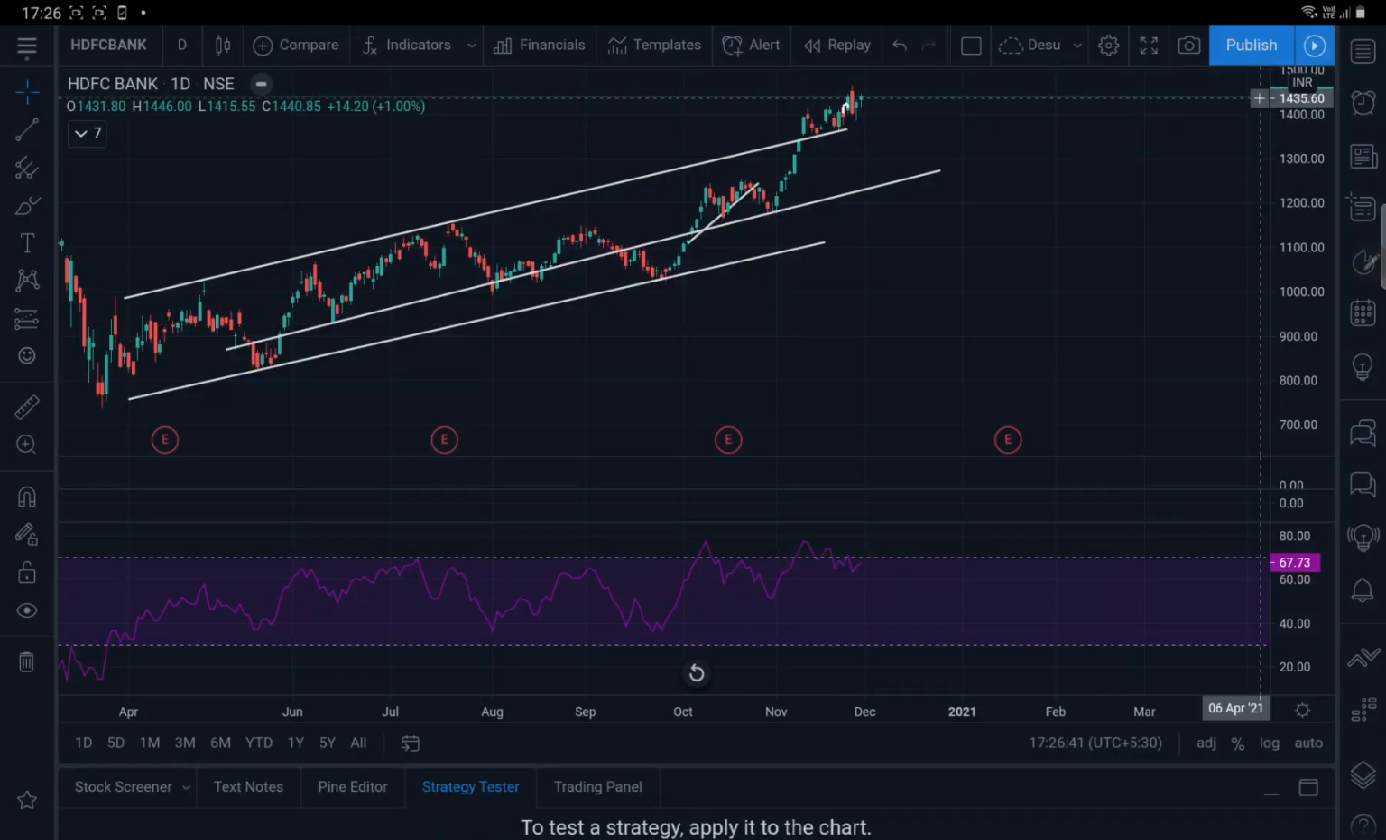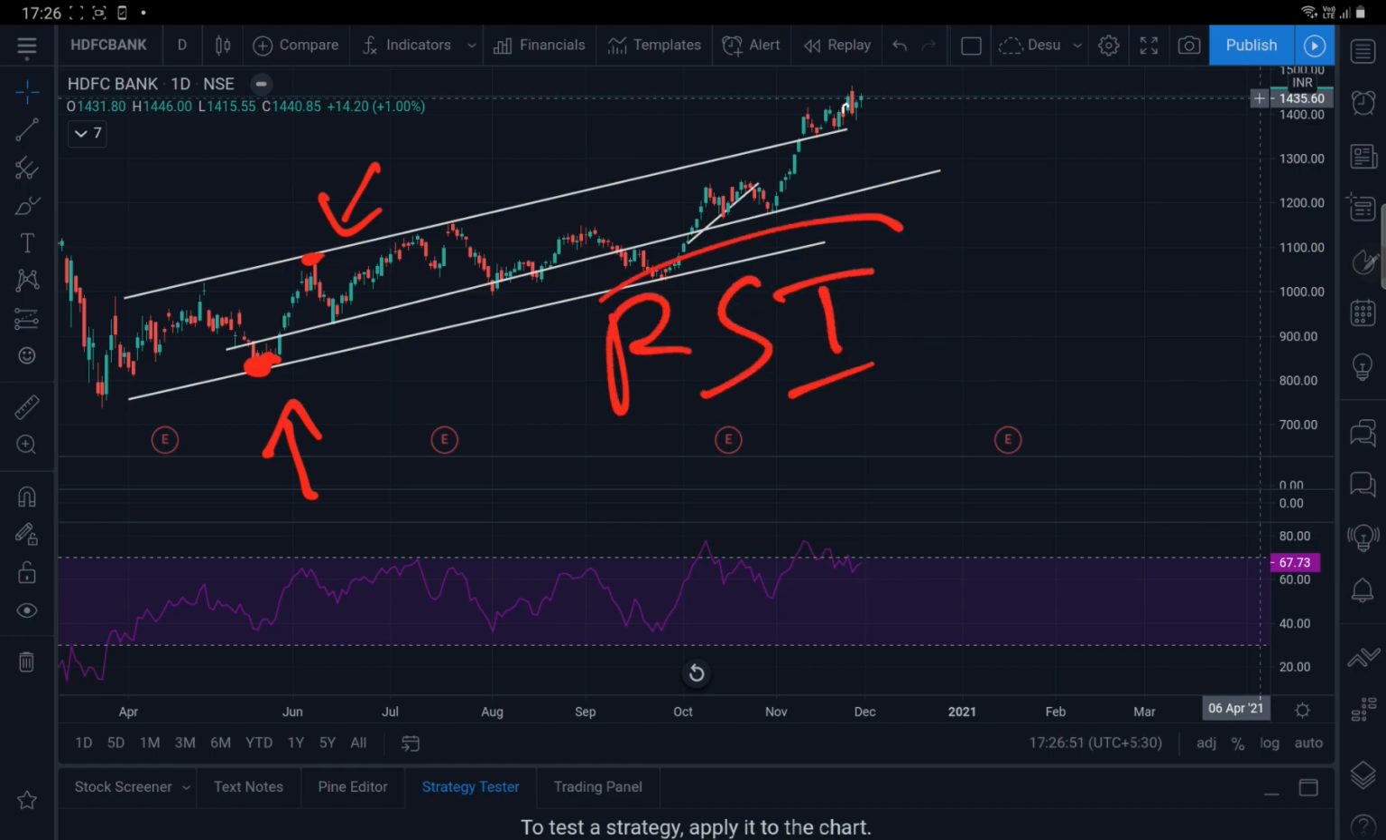Hey guys, in this video I'll be telling you how you exactly know at which point you need to buy a stock and at which point you need to sell a stock. For this, you need to use the RSI strategy. Remember, this is the RSI strategy, not the stochastic RSI, which is completely different.